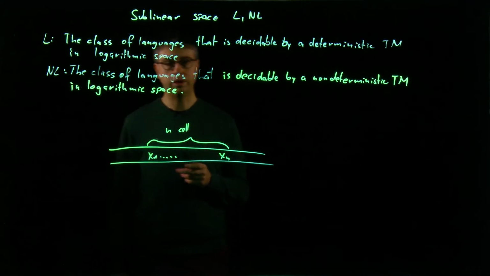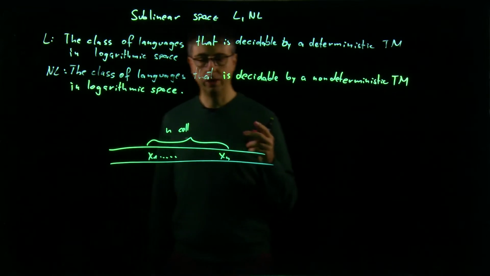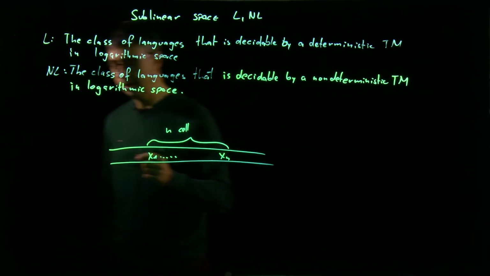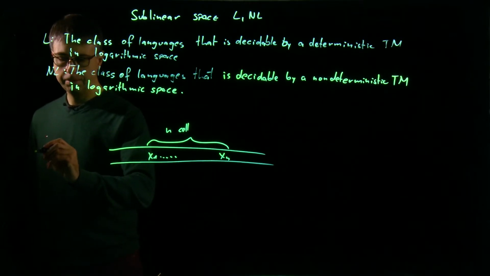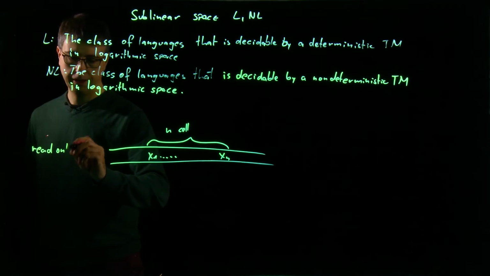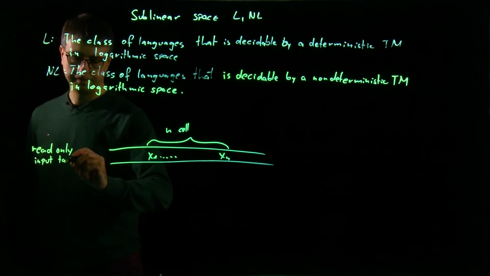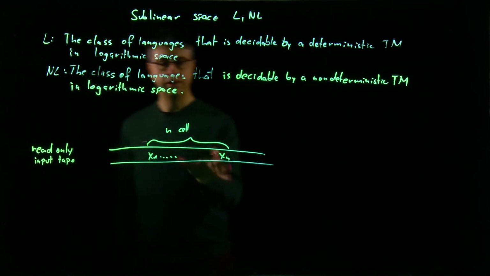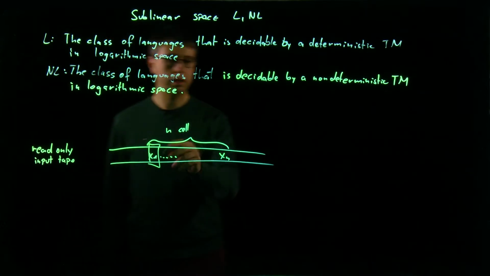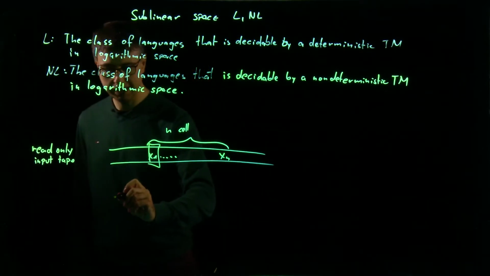So what we do here is we extend our machine model. We extend it in a way that we have a read-only input tape. So we have an input tape, and this is read-only. On this input tape, the Turing machine has a head and can move freely. However, it's read-only, it may not write on this tape.